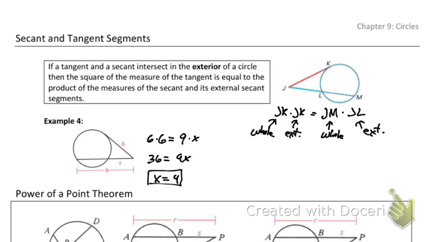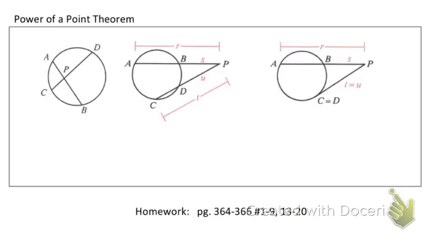All right. Both of these fall into what's called the power of a point theorem, whether that point is inside the circle or outside the circle. The first one's inside the circle. If it's inside the circle, you're going to do segment times segment. So AP times PB is going to equal CP times PD. If it's on the outside, you have to do your whole times your segment. So in this case, we would have R times S equals T times U.